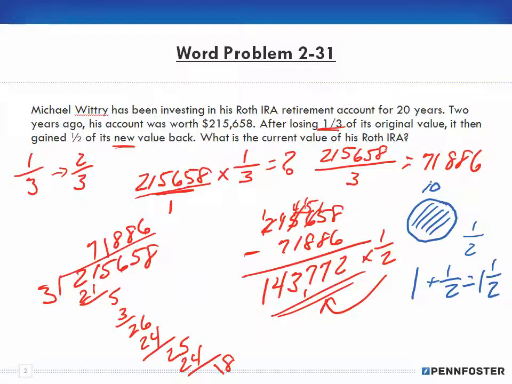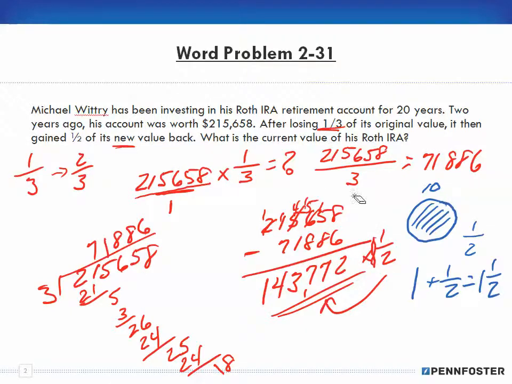Notice I'm doing the addition here in simpler numbers, which makes the thinking a little easier. So if it's telling me it then gained half of its new value, well, its new value is the 143,772. And if I get half of that, what I can do is multiply by 1 1/2.